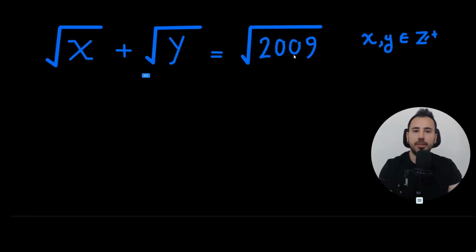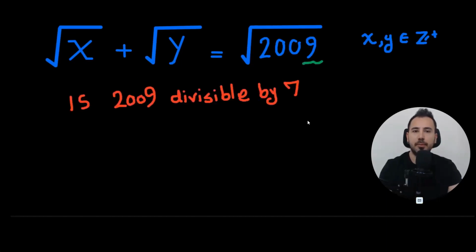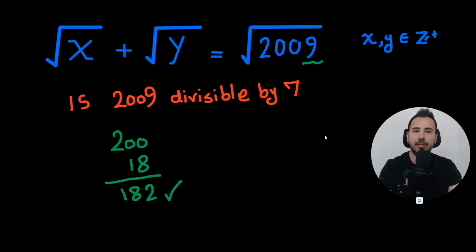So to be able to guess a value, let's see this. Do you think this 2009 is a prime number, or is it divisible by a number? Obviously, it's not divisible by 3, 4, or 5, but is it divisible by 7? To check divisibility by 7, we multiply the last digit by 2 and subtract it from the rest of the number. As you see, 182 is divisible by 7, so is 2009.